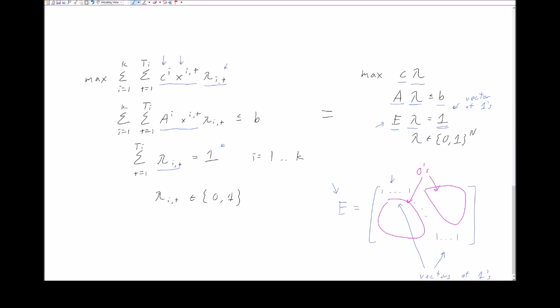Note that we've retained the fact that lambdas are our only variables. In this case, lambdas come from a 0, 1 vector with dimension capital N. Capital N is going to be the sum of all the feasible points over all the capital Xi's. This N is an enormous number.